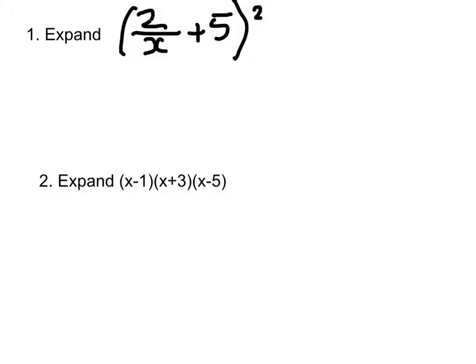So just a mix of algebra review. Remember you should be trying to get through as many examples in Delta Chapter 1 as you can. So this first one, now I'm experimenting a little bit with the pen thickness in this one, so just bear with me. The first one, expand (2/x + 5) squared. Remember, always write out both brackets.